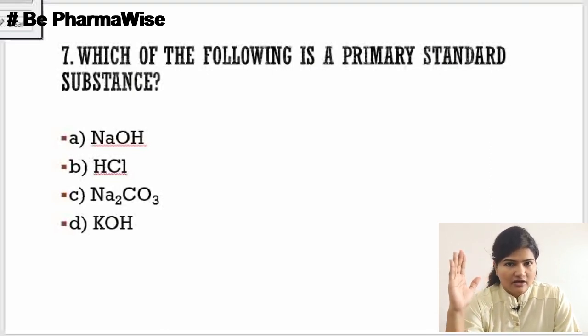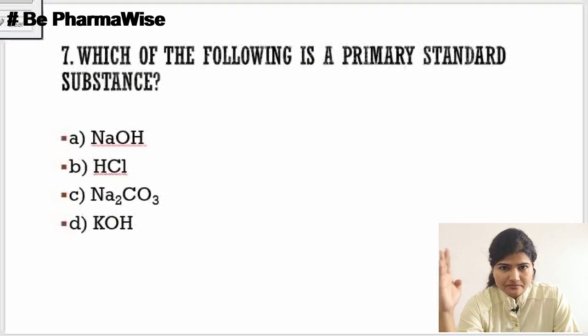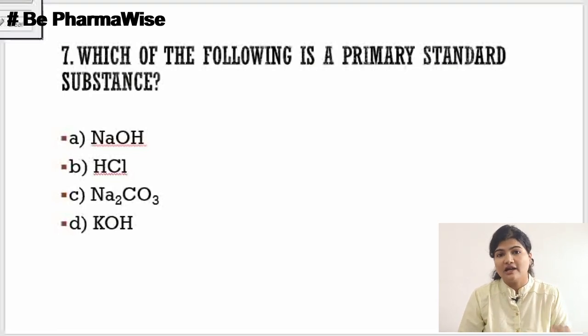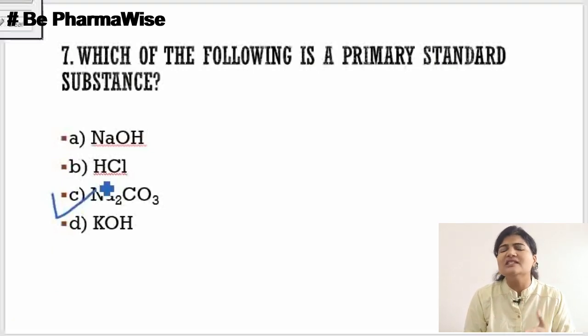Now if you go through the examples of primary and secondary standards, you'll immediately answer this as sodium carbonate. Anhydrous sodium carbonate is a primary standard substance. So I am going to take that, and now you have to remember that NaOH, HCl, KOH are not primary standard substances, they are secondary standard substances.